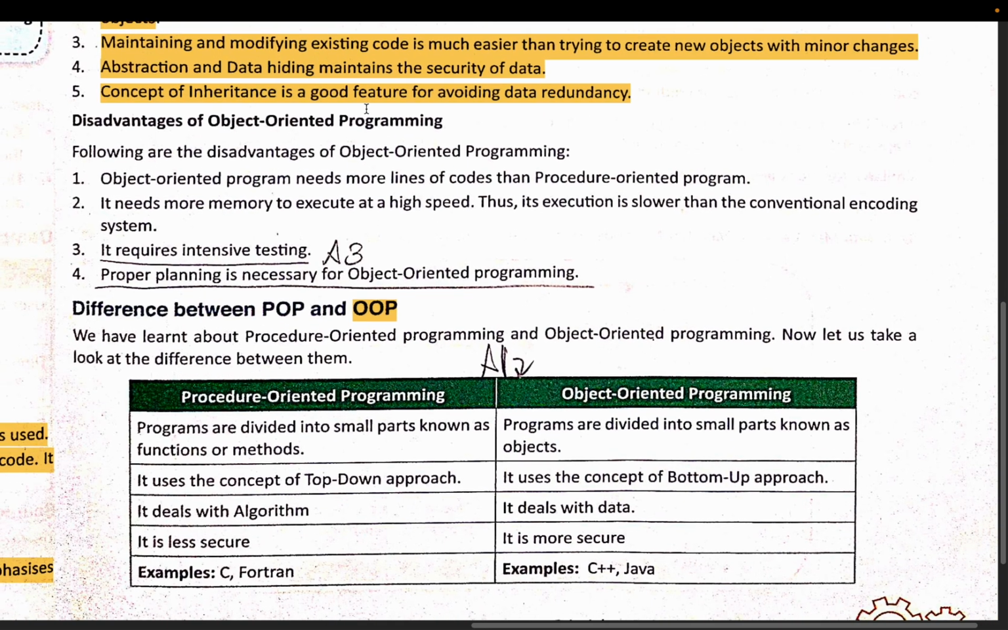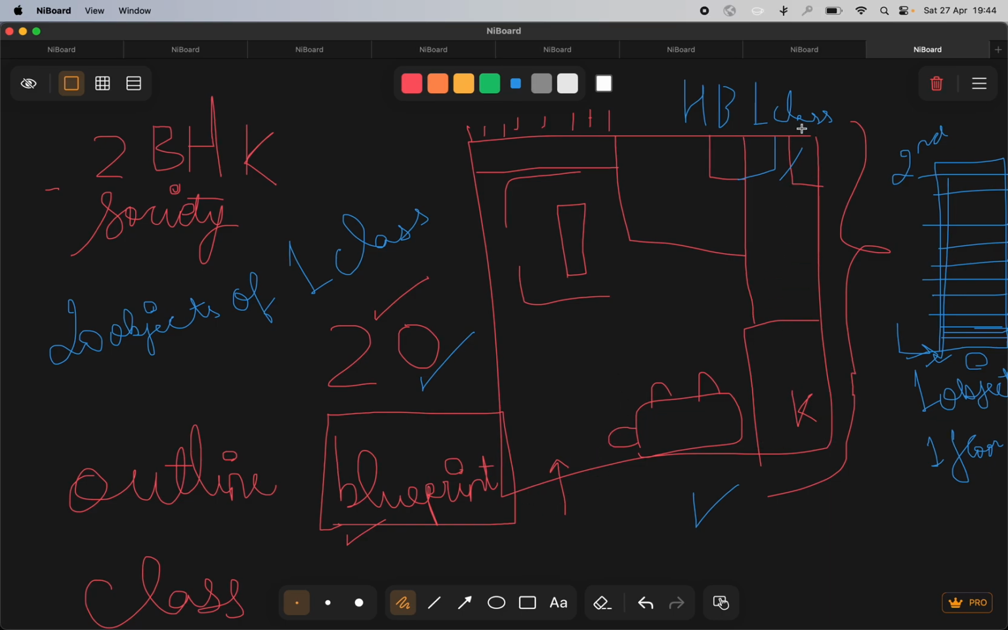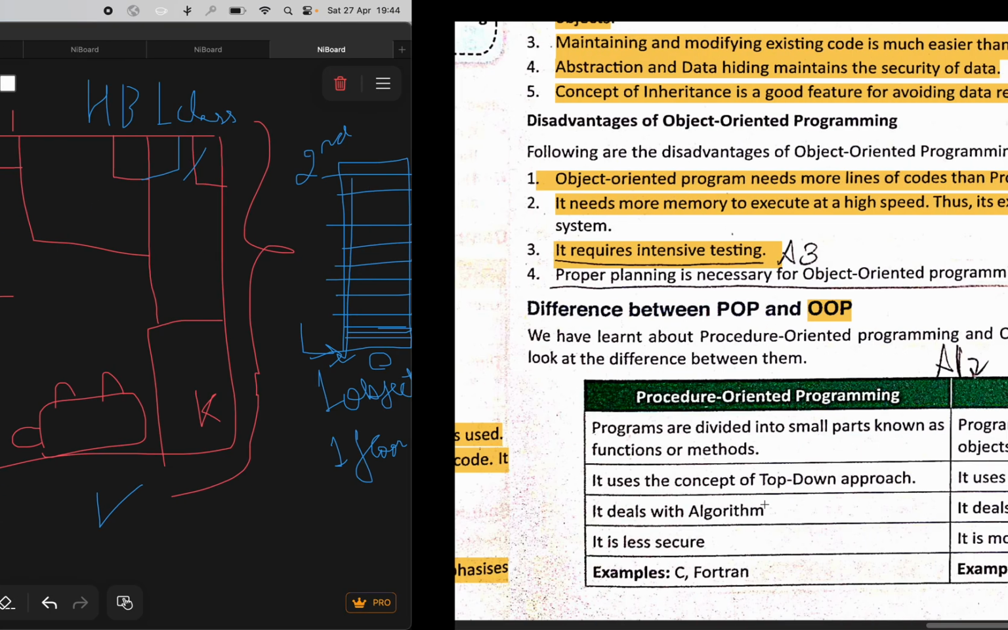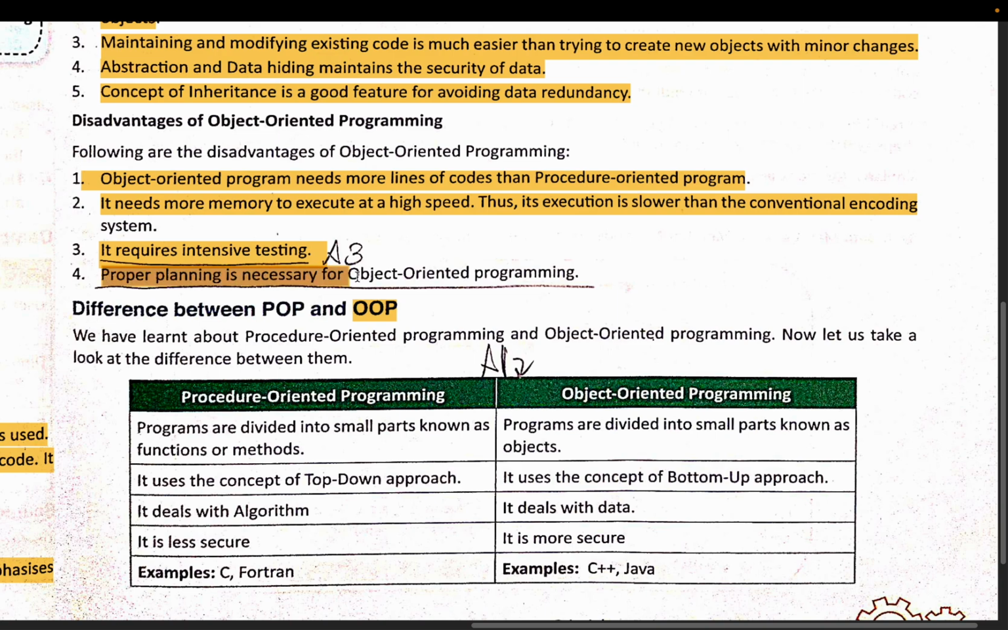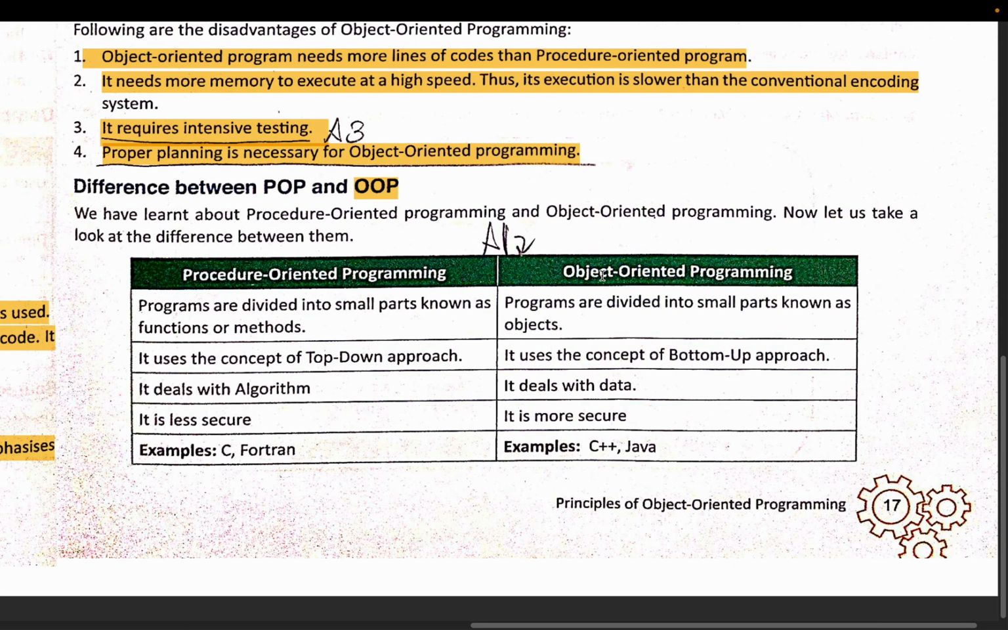Okay. Object-oriented programming needs more lines of code, obviously, because we have objects and class and so on. Since there are more lines of code, we also need more memory because we have to execute it at high speed. If we do not have memory, then its execution would be very slow. It requires intensive testing because there are so many relations. Like we need to check if the class is working fine or not, if every floor is maintaining that particular map or not. So all this intensive testing would be required. Proper planning would also be required in object-oriented programming.